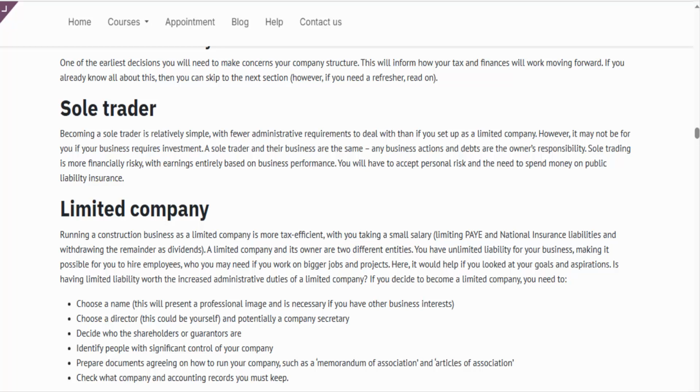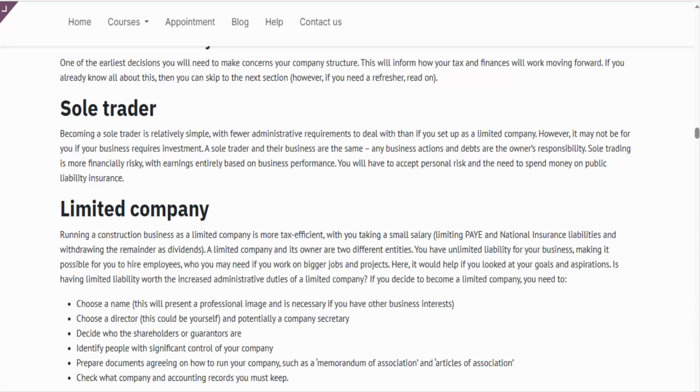Sole trader: Becoming a sole trader is relatively simple, with fewer administrative requirements to deal with than if you set up as a limited company. However, it may not be for you if your business requires investment. A sole trader and their business are the same. Any business actions and debts are the owner's responsibility. Sole trading is more financially risky, with earnings entirely based on business performance. You will have to accept personal risk and the need to spend money on public liability insurance.